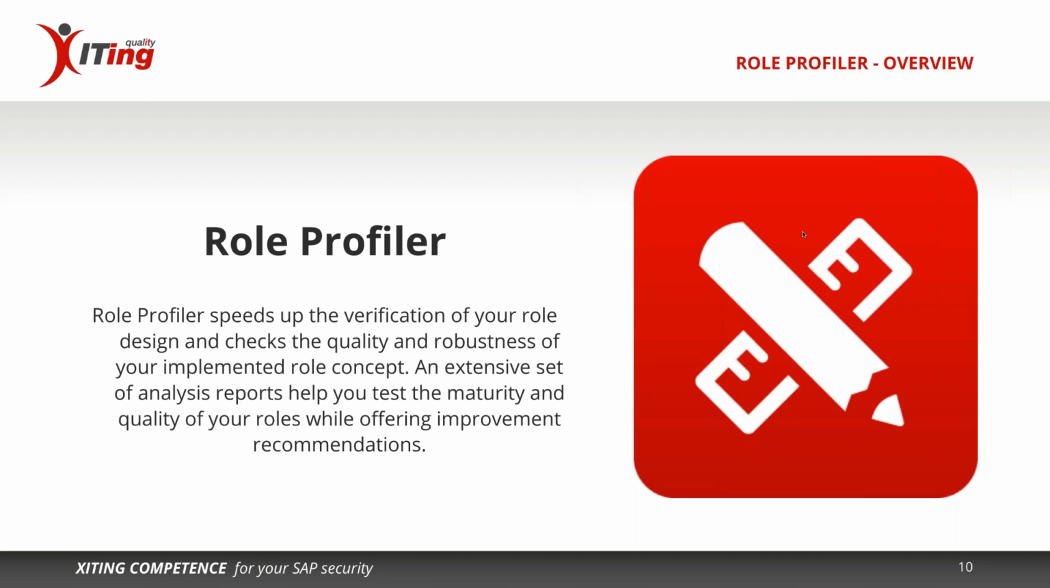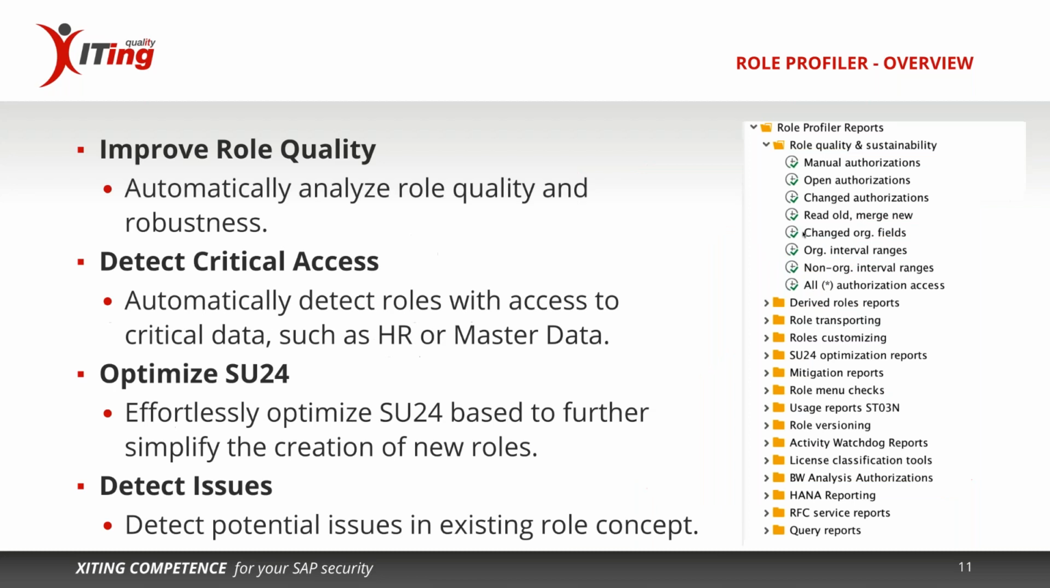Again, role profiler is meant to analyze your existing role concept for quality and robustness, and it helps you with optimizing SU24. So here on the right-hand side, you see a number of those report categories. The first one, expanded, is about role quality and sustainability, so we can check your roles for manual authorizations, open authorizations, changed authorizations, etc. We can test your derived roles and check them.